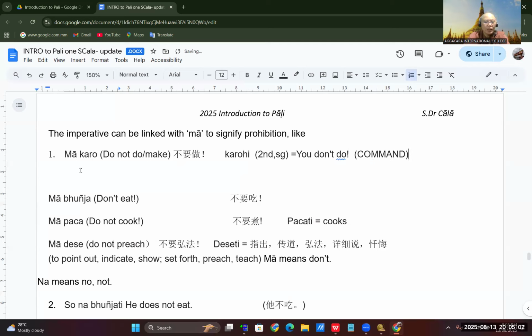So ma karo, ma bunja, don't eat. Ma pacha, don't cook. So it's the same thing. All refer to second person singular. Ma dese, don't preach. All right. So deseti we saw just now. Right. So we already saw karo, we also saw pacha, we also saw this dese. So don't preach, don't do, don't eat, don't cook. Okay. So any question up to here?